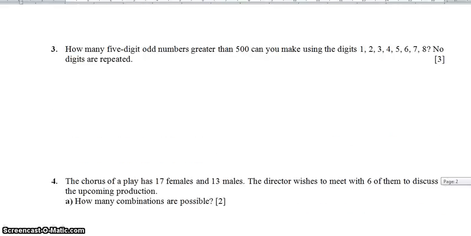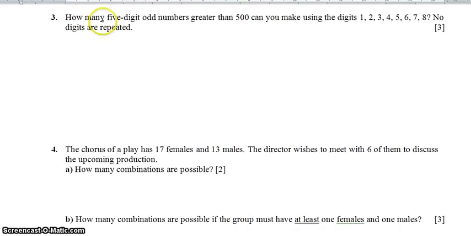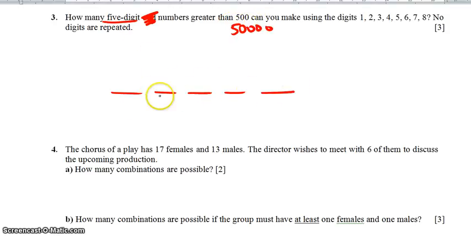All right, let's look at number 3. 5 digit. We could say we cross that out. We change the question to this. So, a 5 digit number: 1, 2, 3, 4, 5. The first one cannot be 0, and no digit can be repeated. So none of them can repeat. You have 8 digits to choose from. Well, there's no 0 anyway.